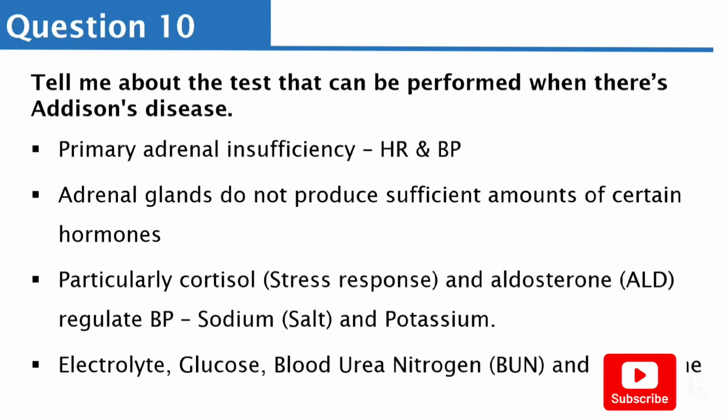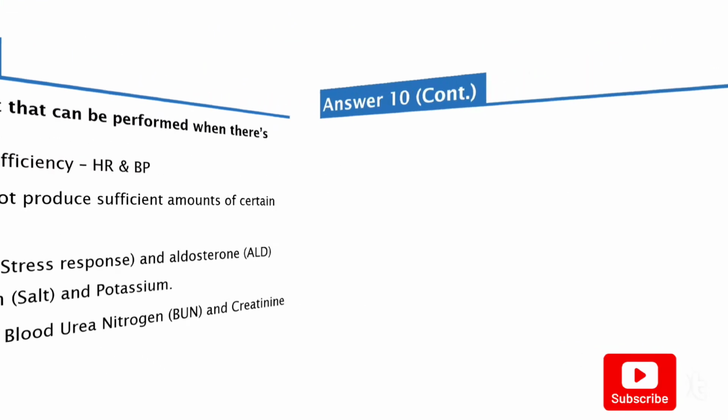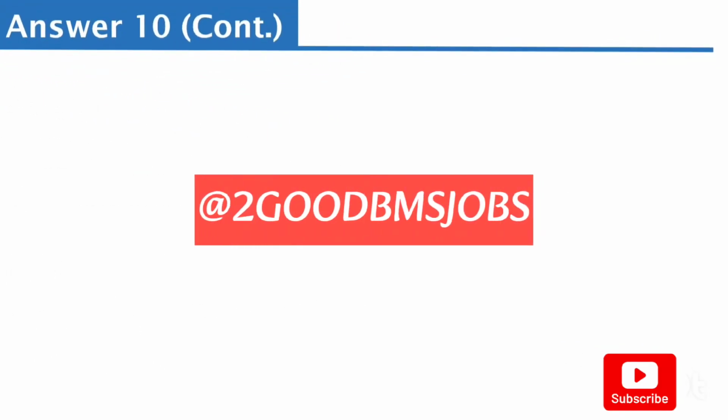So for the tests we now need to do, we might need to consider things like electrolytes, glucose, blood urea nitrogen, and creatinine. Why? Because of the relationship. Remember, I've mentioned its role in heart rate and blood pressure, sodium, potassium, as the case may be. So it's important that the electrolytes, creatinine and all of that are mentioned. Now let's continue with the answer.